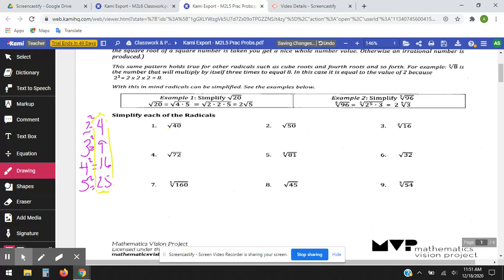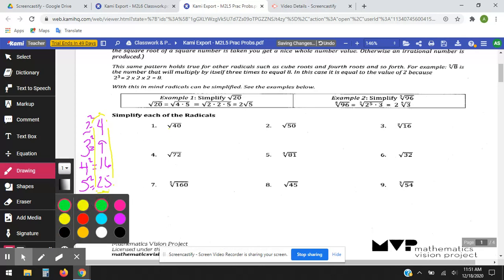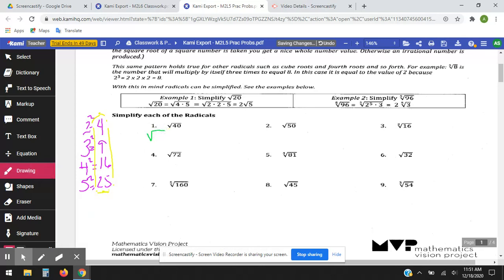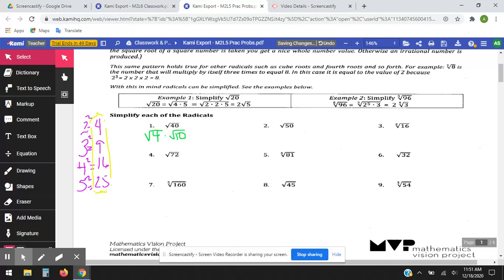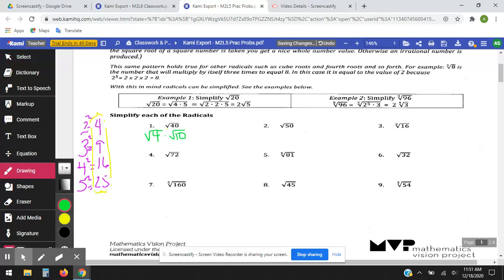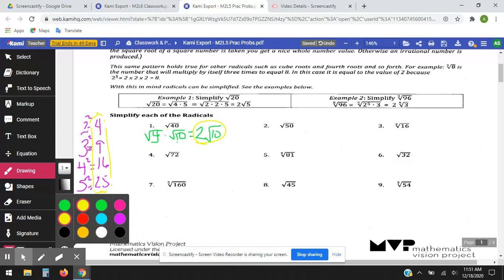Well, 4 will. So what I can do is split 40 into the square root of 4 times the square root of 10. As long as my two numbers underneath the square root multiply to equal my original number, 40, I can break it down that way. Then the square root of 4 simplifies to 2, but I don't have a whole number answer for the square root of 10. So I'm just going to leave it as the square root of 10, and that is my final answer.